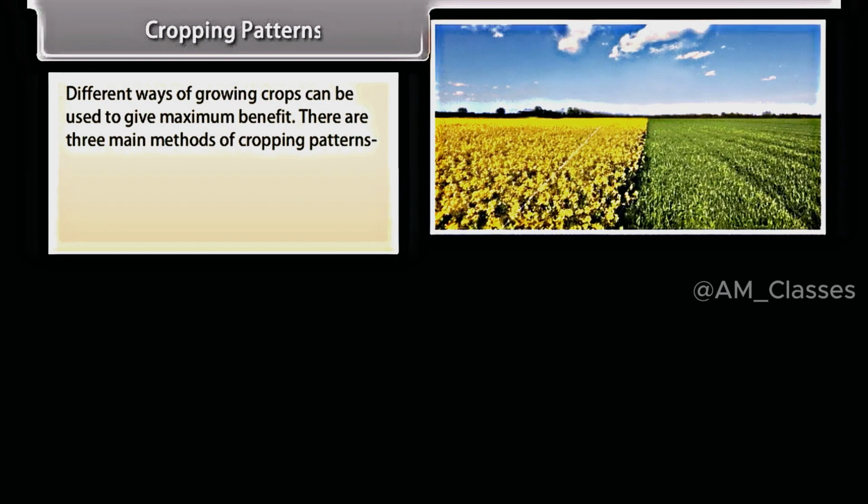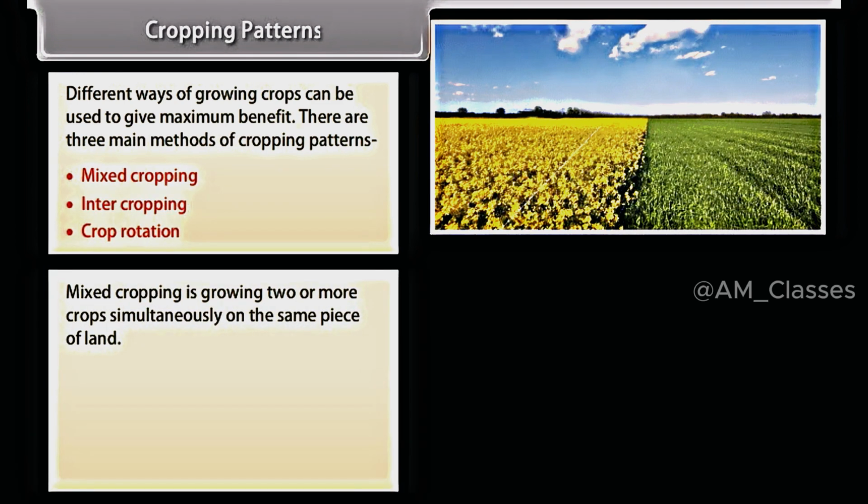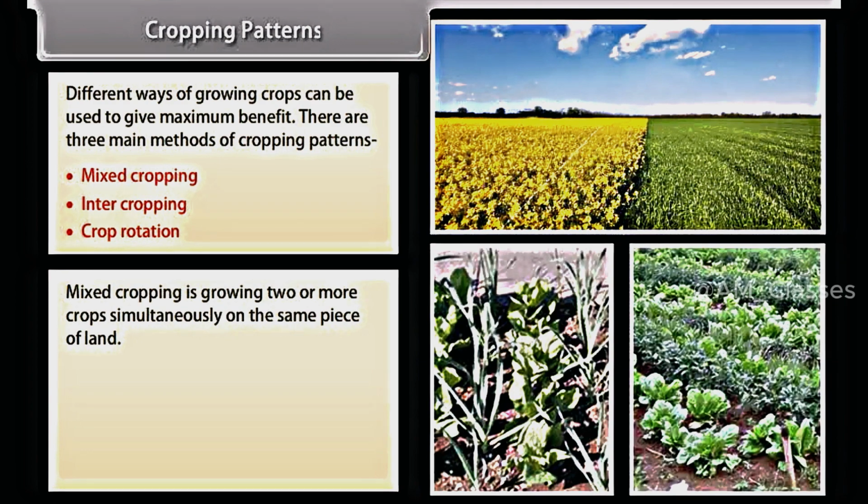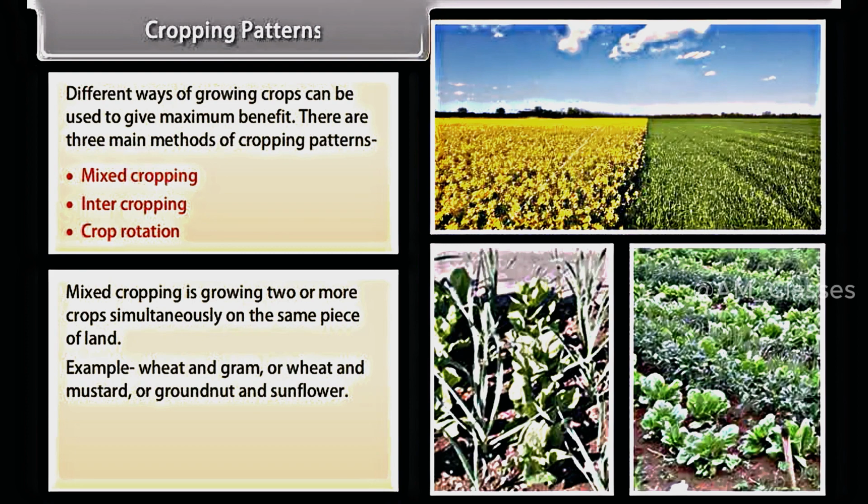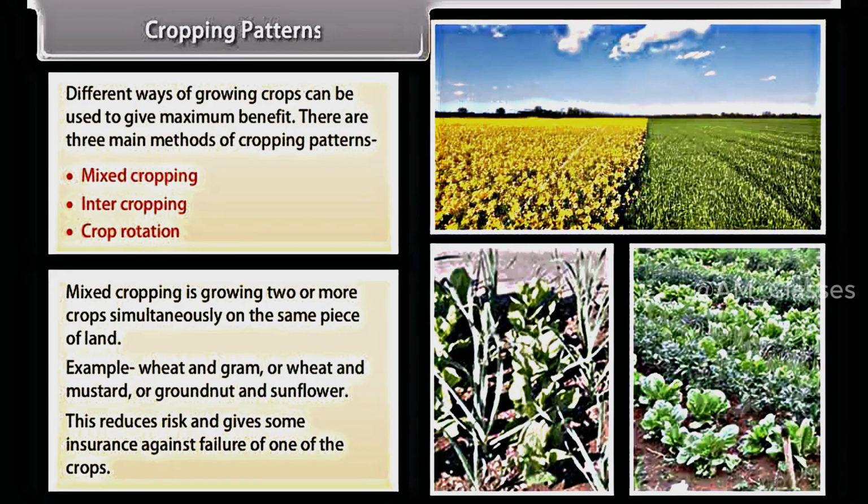Cropping patterns. Different ways of growing crops can be used to give maximum benefit. There are 3 main methods of cropping patterns: mixed cropping, intercropping, crop rotation. Mixed cropping is growing 2 or more crops simultaneously on the same piece of land. Example, wheat and gram, or wheat and mustard, or groundnut and sunflower. This reduces risk and gives some insurance against failure of one of the crops.